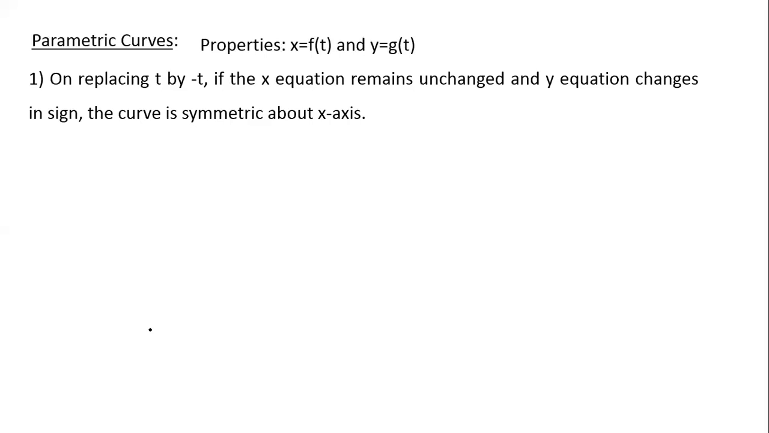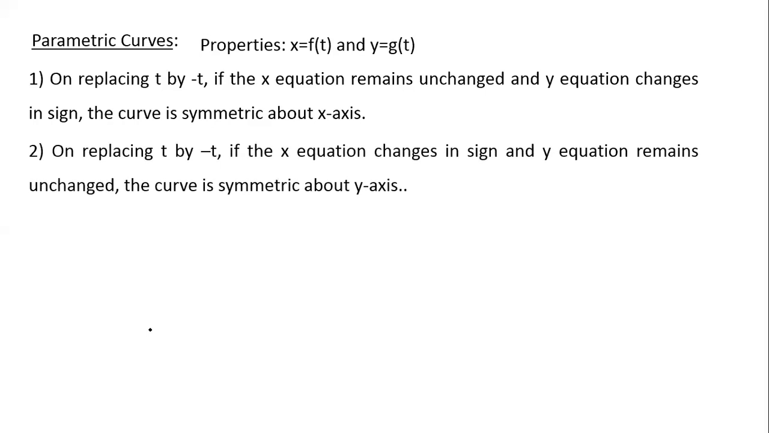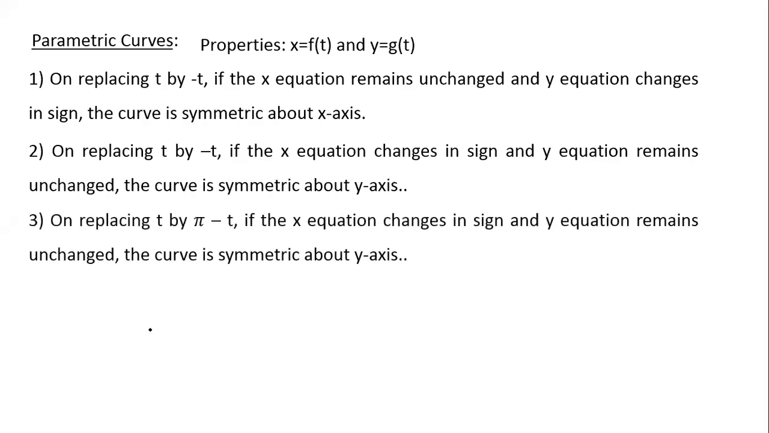So the same statement can be said alternatively as, if equation 1 contains even powers of t and equation 2 contains odd powers of t, then also the curve is symmetric about x-axis. Property number 2, on replacing t by minus t, if the x equation changes in sign and y equation remains unchanged, then the curve is symmetric about the y-axis.